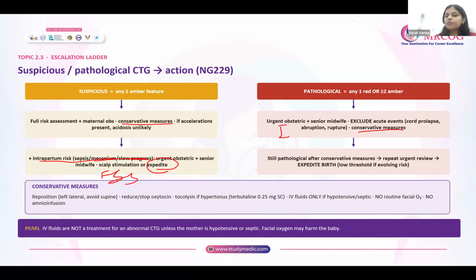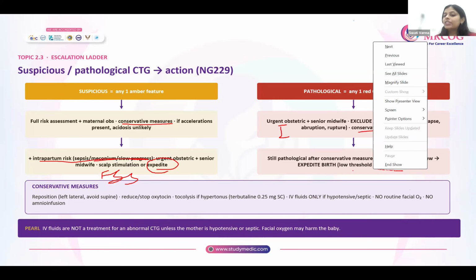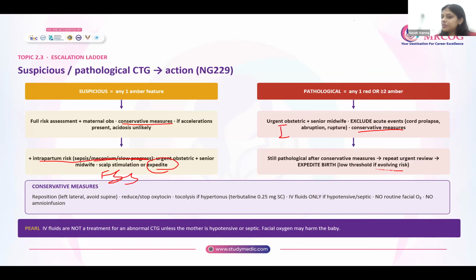Even if after conservative measures the CTG stays pathological, repeat urgent review and expedite the birth. Here, the threshold should be low, especially if any risk is evolving and you feel that CTG is remaining pathological, your conservative measures aren't working, then please expedite birth. What comes in conservative measures?